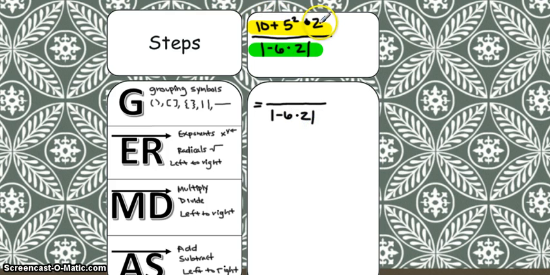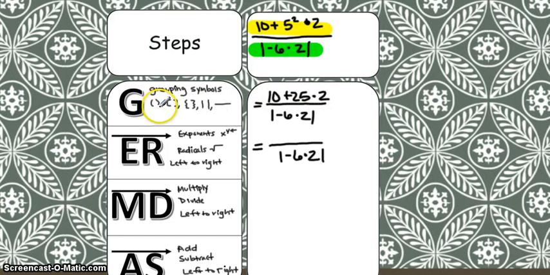So on the yellow part, is there a grouping symbol? No. Is there an exponent or radical? Yes, we have this 5 squared. 5 times 5 is 25. So we get 10 plus 25 times 2. Alright, we're still only going to worry about the top until we have one number left on the top, or the numerator. Okay, so we keep the bottom. 10 plus 25 times 2.